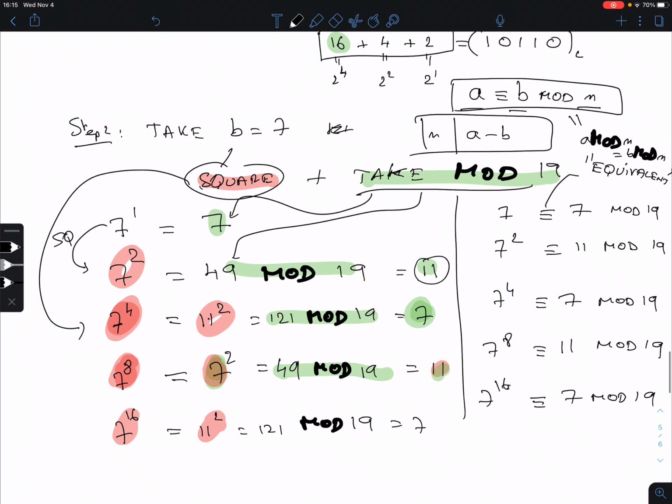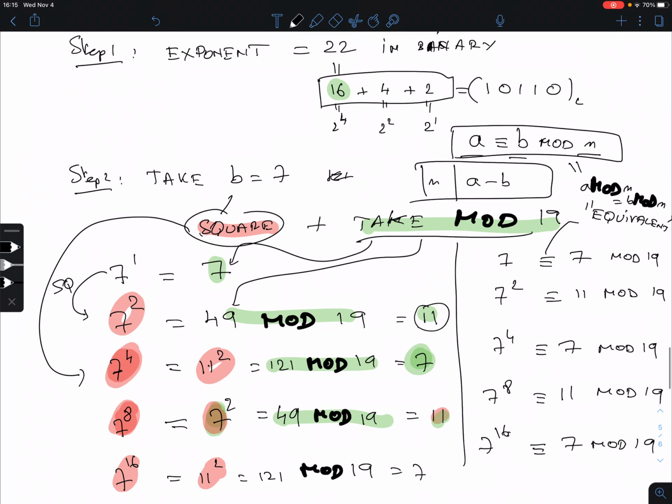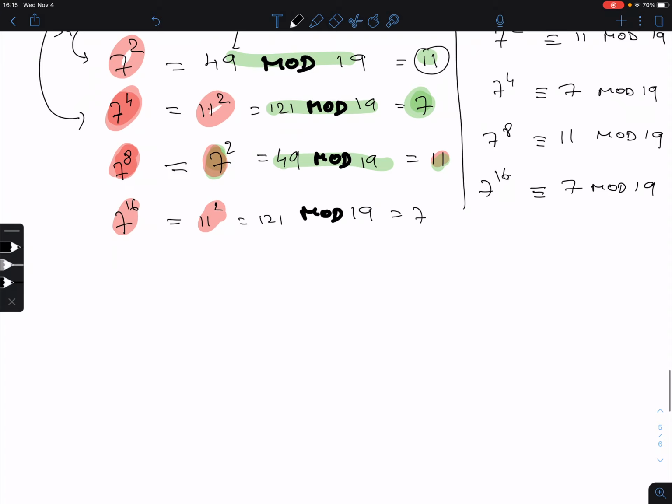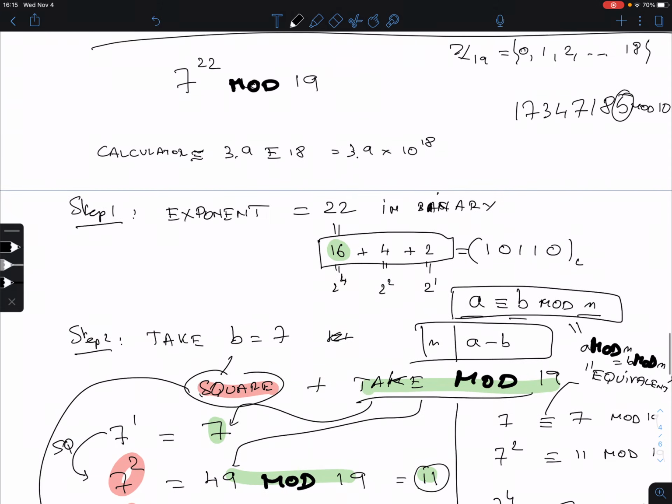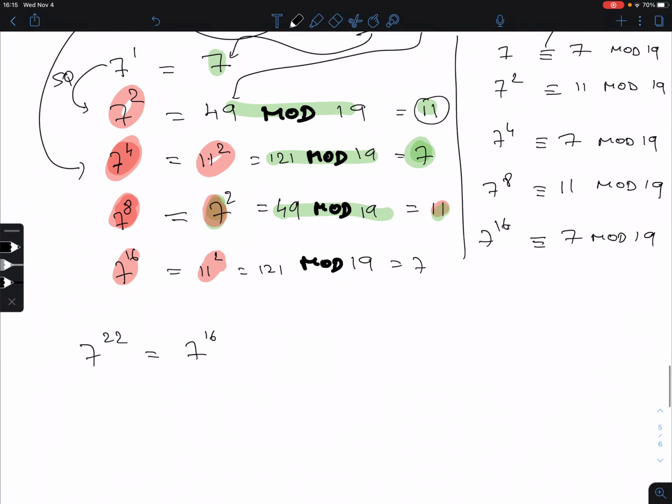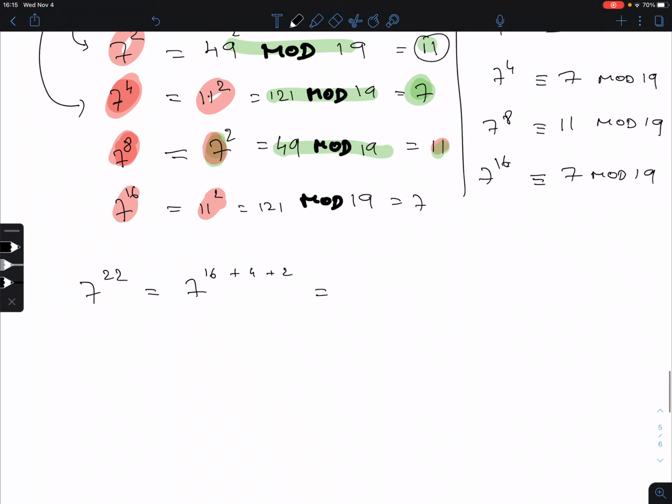So here is the beautiful thing that I'm going to write. Remember, this is what I wanted, 7 to the 22. Now, 22 is in binary 16 plus 4 plus 2. I'm writing 22 in binary, but I'm not writing it in actual binary. I just split it up in powers of 2. Now, this is the beauty of exponentiation. Do you agree with me that this is the same? Because if you multiply the same base, you add exponents, right?